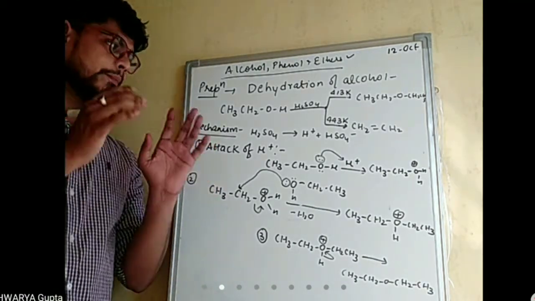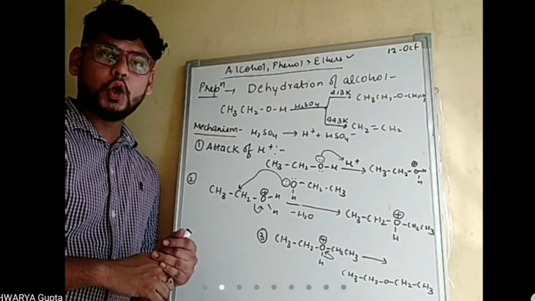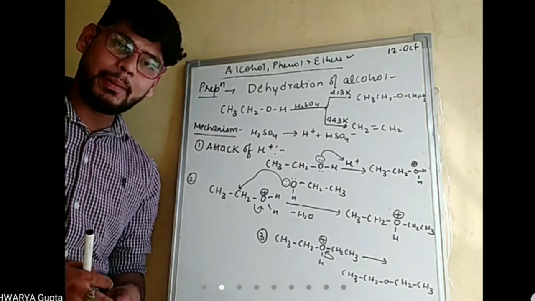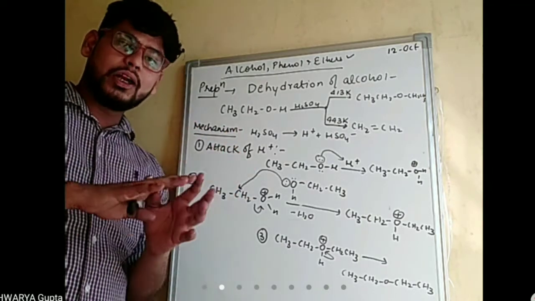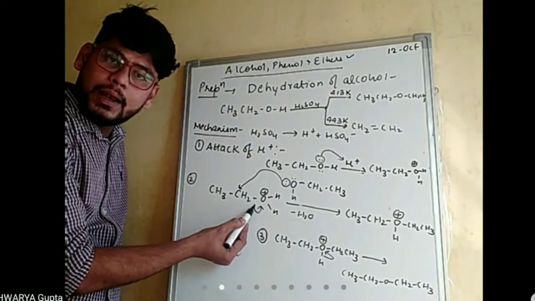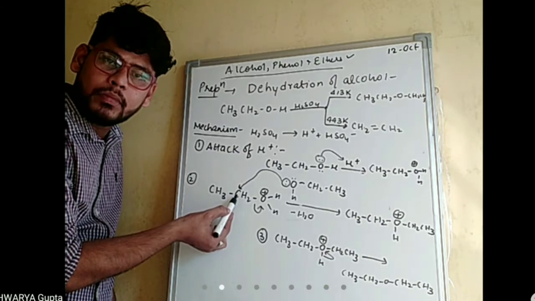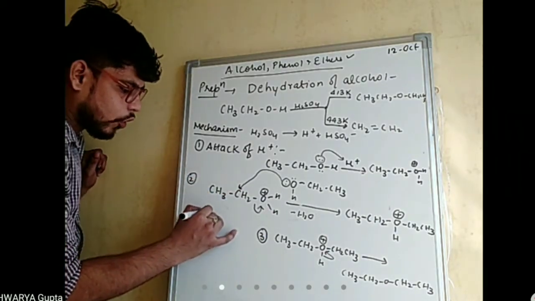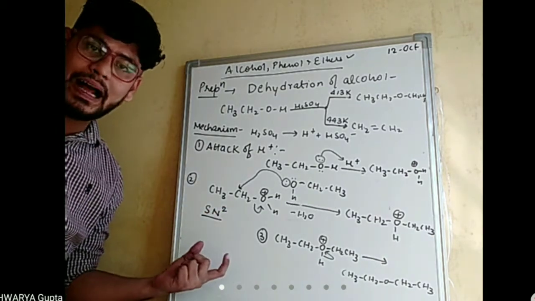Okay. Just recall one more concept, the SN2 mechanism, bimolecular nucleophilic substitution. What happens in the case of SN2? One leaving group leaves and another nucleophile attacks. One group is leaving and the other is attacking at the same time. Both processes are occurring simultaneously, which means it follows the SN2 mechanism pathway.